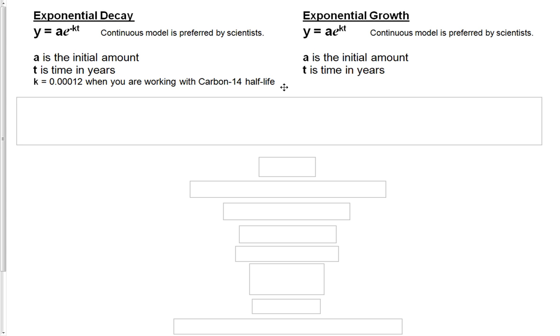or the decay rate. In the case of carbon half-lives, we'll be given the k value, and in other problems we'll be asked to calculate the k value given everything else. So let's take a look at this first example.